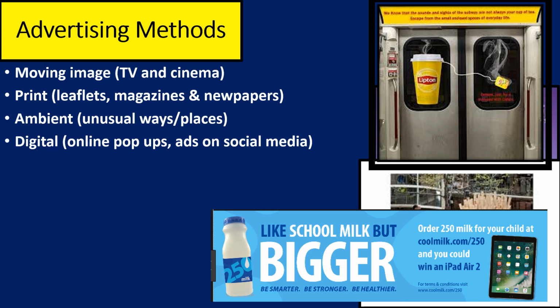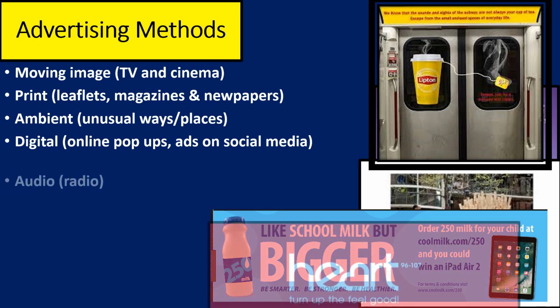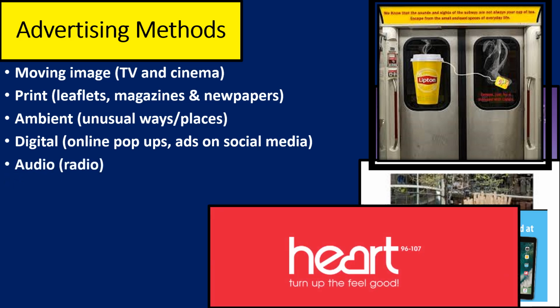Digital also includes the company's websites, but I think it's slightly less important. And finally, we have audio. I've got heart here, but you know, when you listen to the radio, you get adverts on. They are repetitive. They often get in your brain. They can choose radio stations which appeal to certain types of people. And some people have the radio on. Say, for instance, if I was working in a factory, I might have the radio on all day and I would definitely hear the advertising.